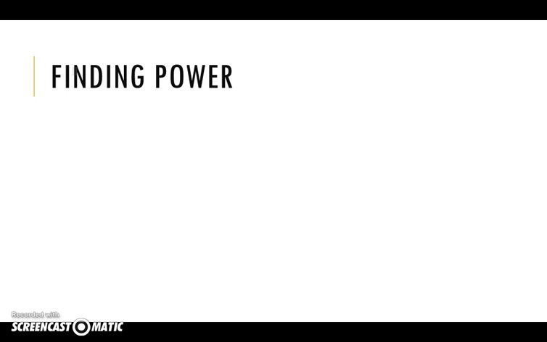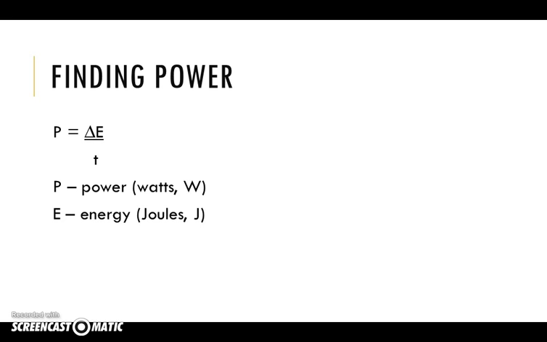And there is a way to find power. Power is equal to the change in energy divided by time. Or we can say the change in energy is equal to work. So it could be P equals W over T. So P is power, that's in watts. E, that's your energy, or again, that's your work, but it's in joules. And then T is your time in seconds.